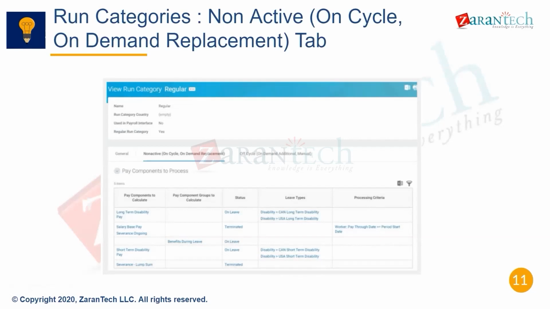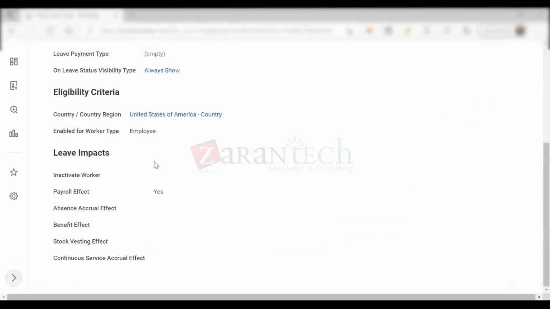Yes, I was not aware that there are so many flags on the leave type itself. Okay, so thank you for that insight.